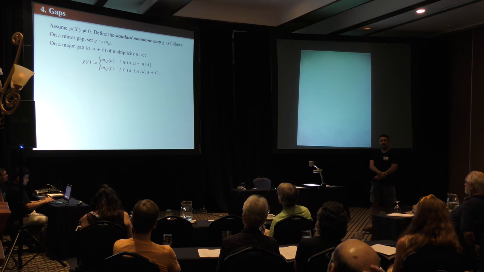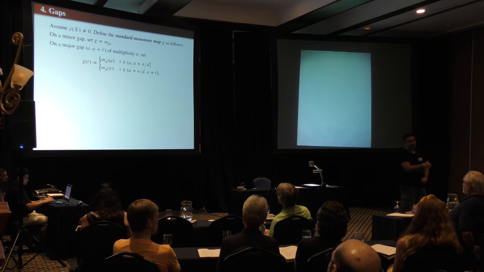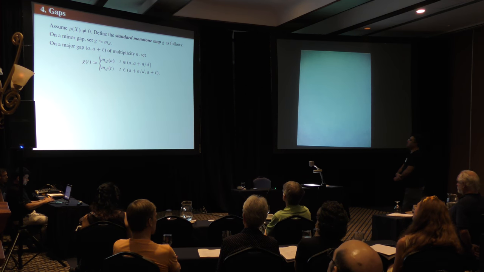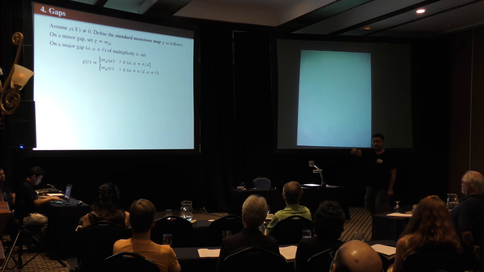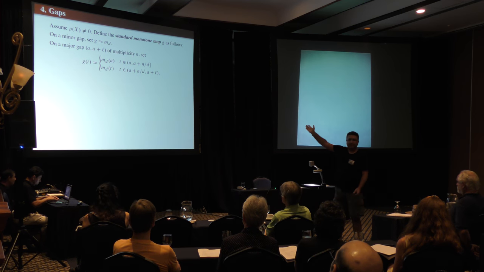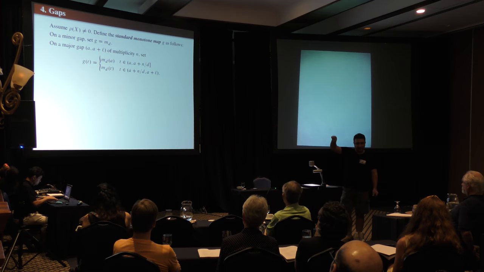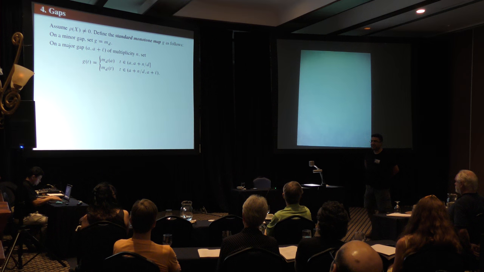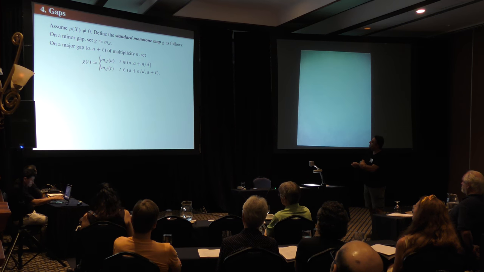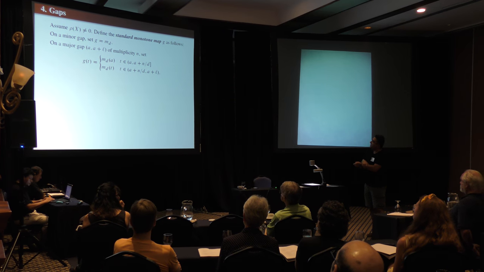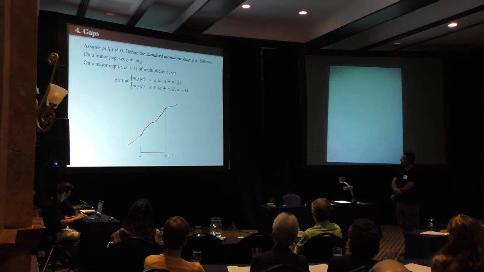Now, let me quickly explain how the standard monotone extension that I showed you in the previous slide works. You take any monotone extension whatsoever, and you start modifying it on major gaps. You leave it alone on minor gaps, where you define it to be multiplication by d. On a major gap of length L, of the form a to a plus L, you define it like this, but it's much easier to explain in the picture.